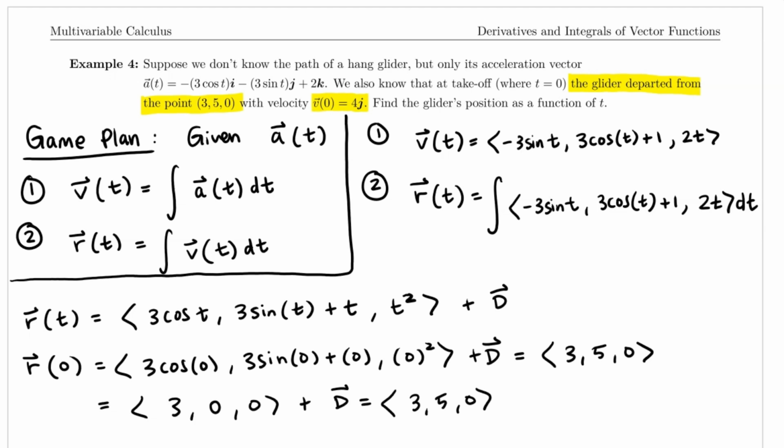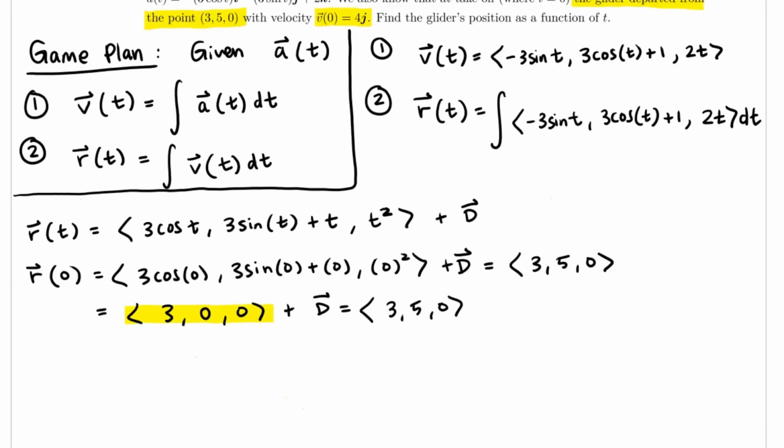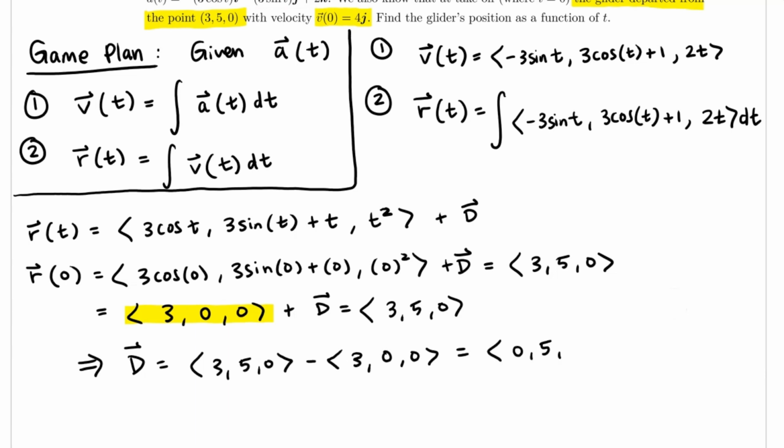Okay, so if I subtract both sides by this vector, that will give us that vector d is equal to 3, 5, 0 minus 3, 0, 0, which is equal to 0, 5, 0.